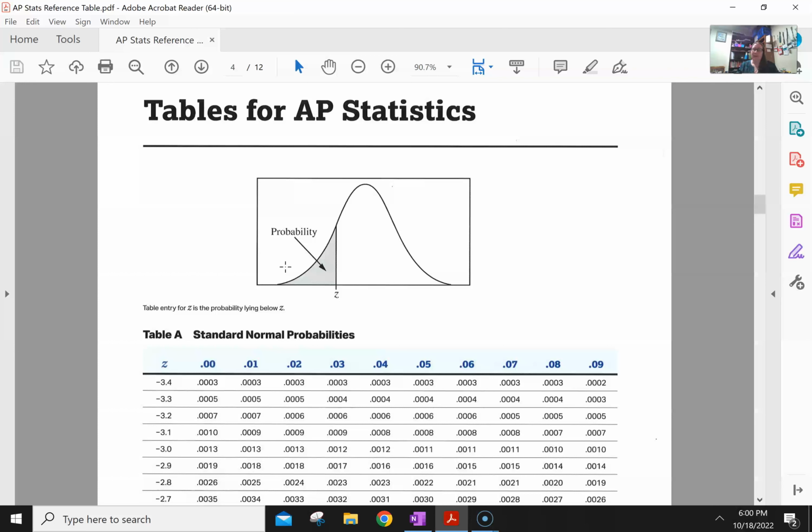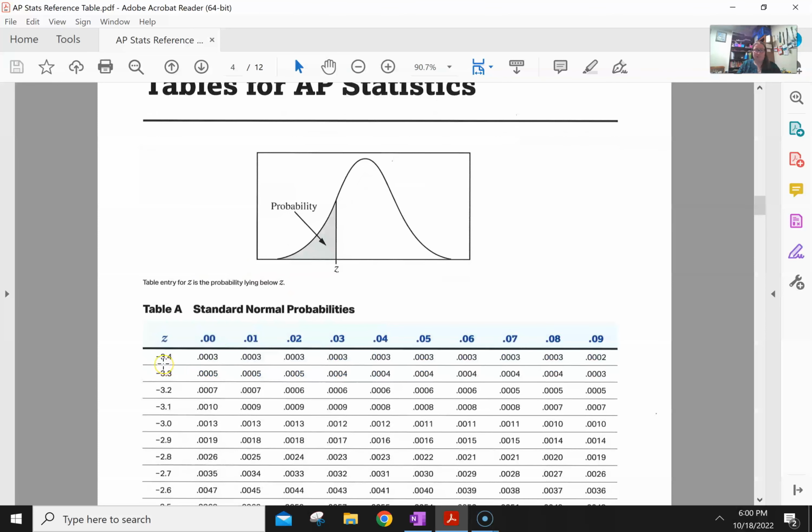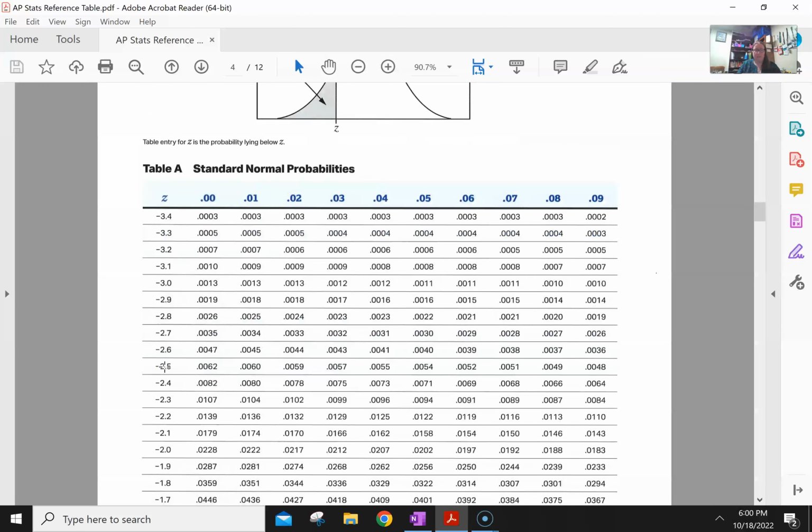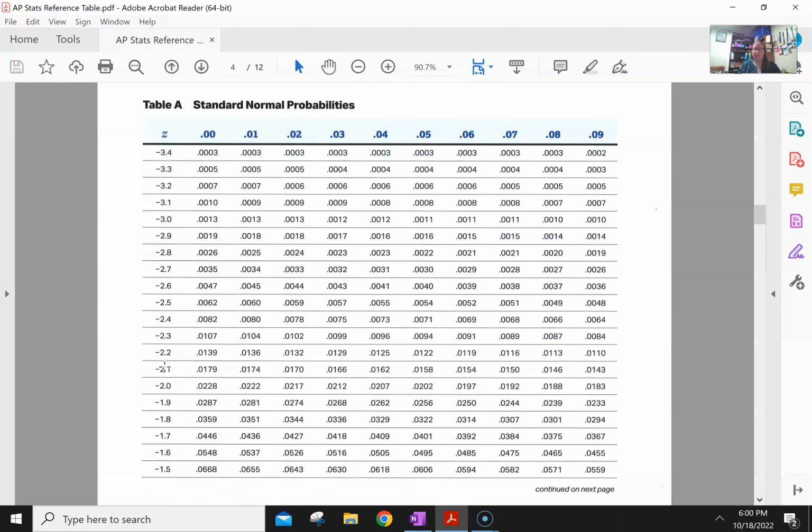So the way this works is the z-scores are across the top and down the side, and all of those decimals in the middle are all the different proportions. We just have to pick the right one. So for us, what we need to do is go down on the left side until we get to -1.5, because we had -1.50. Your reference table at that -1.50 is actually in the middle.